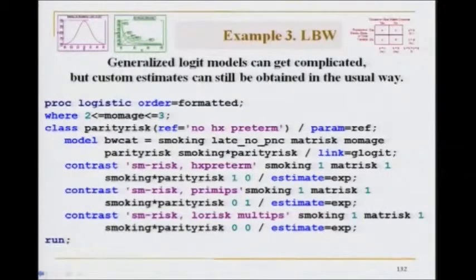So I wanted to, this is a fairly, at least it's got more variables in it. So we've got birth weight categories. This was back to very low birth weight, moderately low birth weight, term birth weight, with smoking, late or no prenatal care, maternal medical risk, maternal age, a parity risk variable, and one multiplicative term in the model. And I'm asking it to run a generalized Logit model. And I've written some contrast statements, which you can do here too.